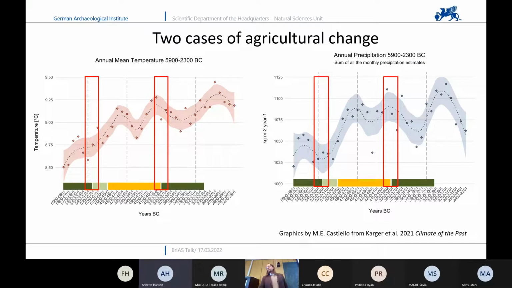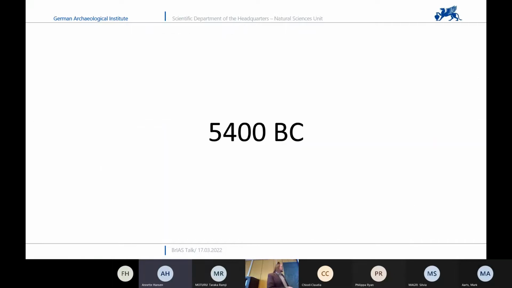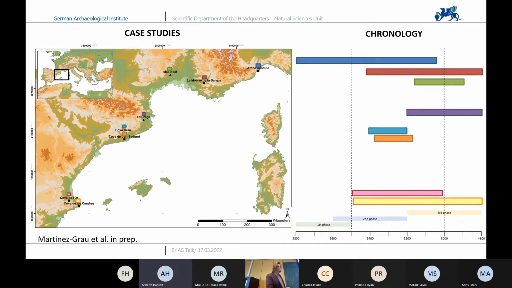So for the last part of the talk, I hope I'm not taking too long, I will take these two moments of agricultural change. The first one is quite shorter. We took some of the key sites in the Western Mediterranean, from Arene Candide on the Ligurian coast to Cova de las Cendras in Alicante, that cover roughly these first 1,000 years of the Neolithic period. And we measured stable isotopes of the main cereals that have been recovered at these sites.